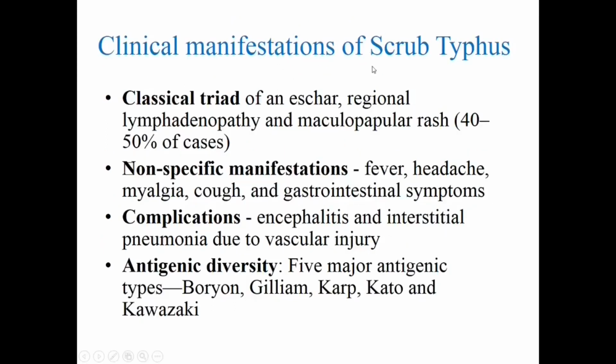In scrub typhus, there's a classical triad of an eschar. If you see that eschar, it will be very, very classical. Regional lymphadenopathy will be there and rash will be there. Remember that in epidemic and endemic typhus, you will not get lymphadenopathy, but here you will get lymphadenopathy. And you will also get rash in around 40 to 50% of cases. This is a very classical finding.